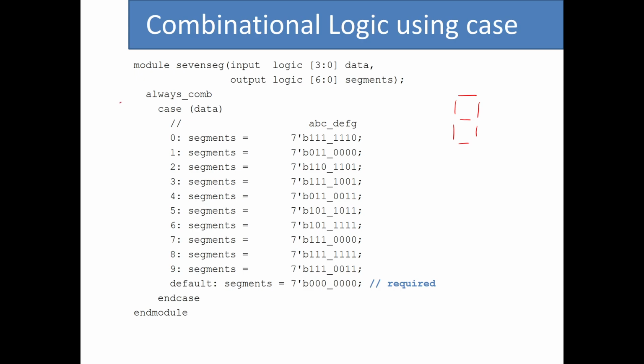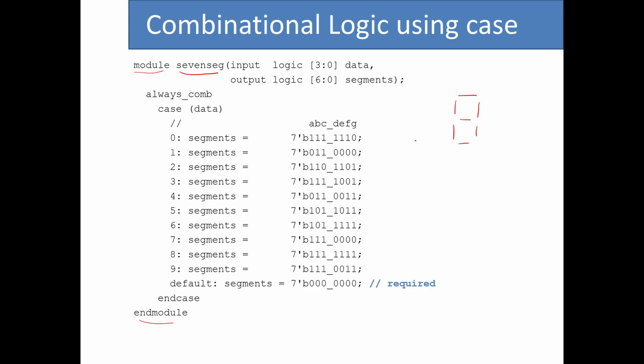So we have created the module. You see we have module and endmodule. We named it 7-segment. As for the input, we have an input with the type logic, and it's called data, and it has 4 bits. And for the output, we have segments. Again, they are of the type logic, and they have 7 bits, right? Each one of these is associated with one of these LEDs here.